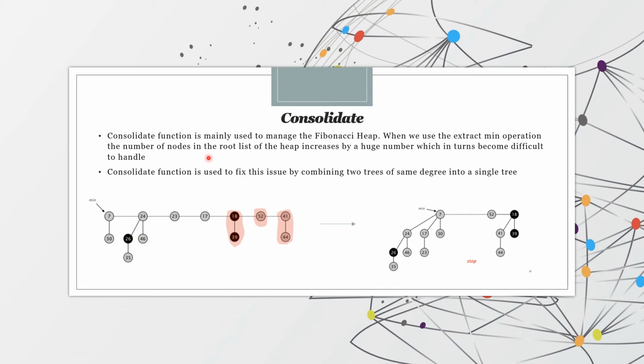Consolidate function is mainly used to manage the Fibonacci heap. When we use the extract min operation, the number of nodes in the root list of the heap increases by a huge number, which in turn becomes difficult to handle. Consolidate function is used to fix the issue by combining two trees of the same degree into a single tree. So after repetitive combining of multiple trees of same degree, we move from this representation of the heap to this representation of the heap.